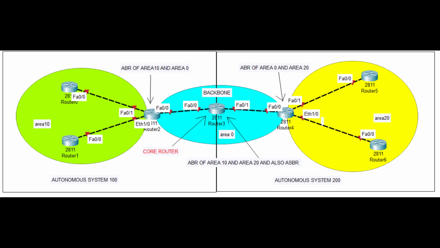In this picture, router 2 acts as an area border router of area 10 and area 0. Router 4 acts as an area border router of area 0 and area 20. Now area 0 acts as the backbone network of the topology because all areas are required to connect to this area either through a physical link or through a virtual link. And router 3 acts as the core router of the whole topology. This is all about the elaboration of the picture.